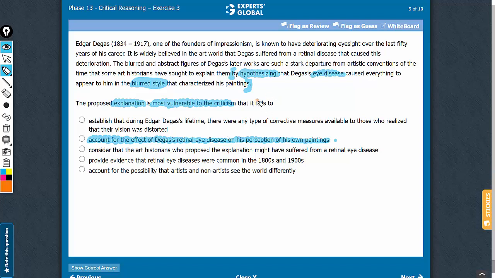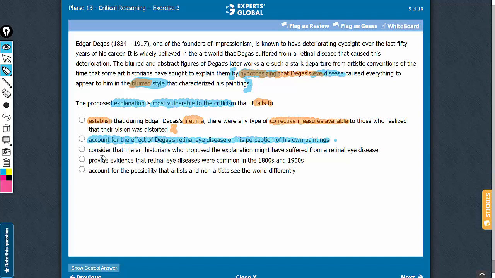Now, failing to establish that during his lifetime, there were corrective measures available, see, all of these are operational details. Irrespective of whether such measures were available, we know that his paintings were blurred, and the argument is exploring the reason why his paintings were blurred. And therefore, answer choice A has no bearing on the argument. Answer choice A should be very comfortably eliminated.